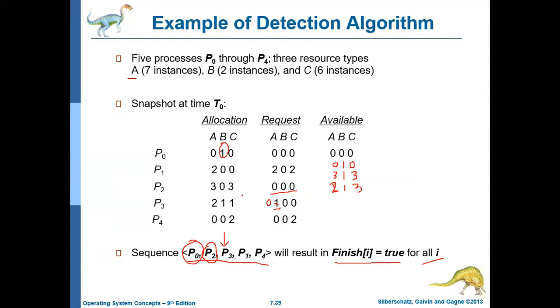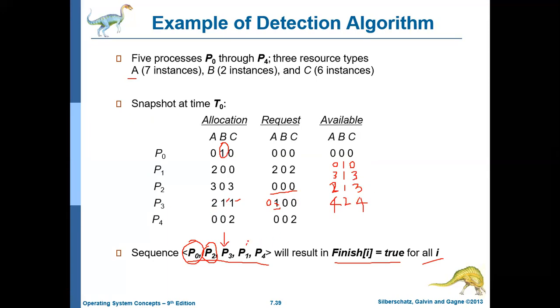But after some time, P3 will complete, because P3 now got all the resources. Then P3 will release all the resources, that is, it will release 2 resources of A. The operating system already has 2 resources of A, so 2 plus 2 becomes 4. It will release one instance of B, so the operating system will have 2 instances of B, and one more instance of C, so it will have 4 instances of C. So 4 2 4.